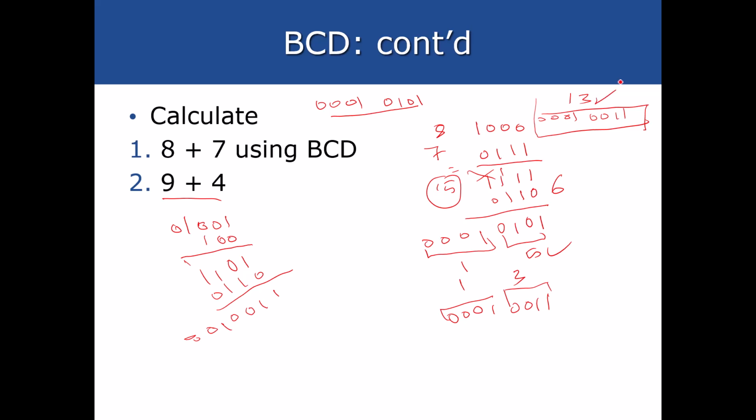So in summary, we do the addition, and then we see if the result is greater than 9. If it is greater than 9, then we need to correct it by adding 6 to it. 6 in binary is 0, 1, 1, 0. And then we get the right result.